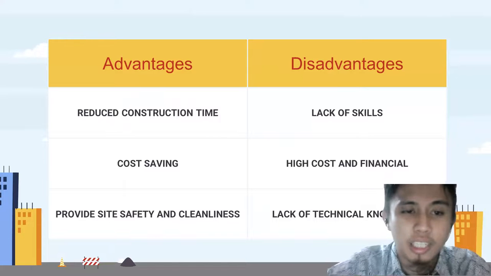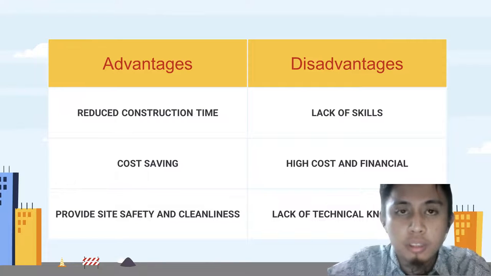So we proceed to the advantages and disadvantages of the IBS construction method. So the first advantage is reduced construction time. So by applying the IBS construction method, the process of casting the structural precast element and foundation work at site can occur simultaneously. So this will reduce the construction period.